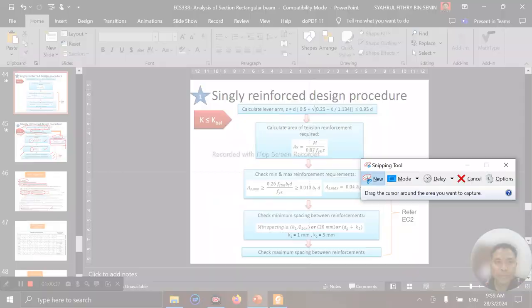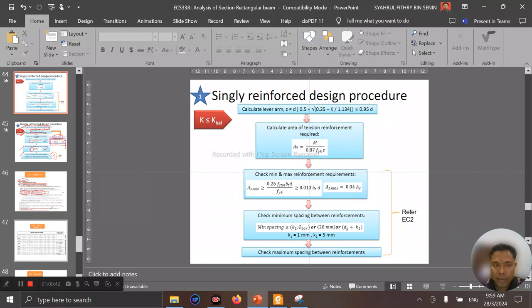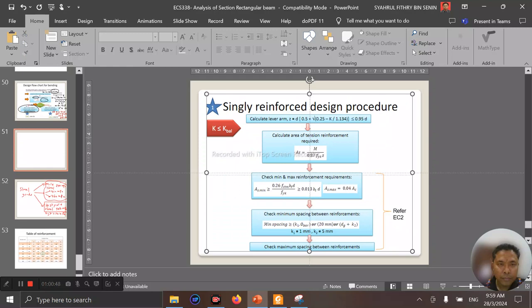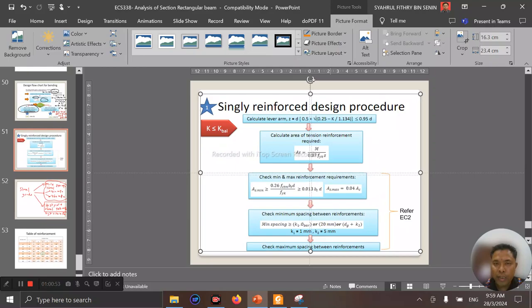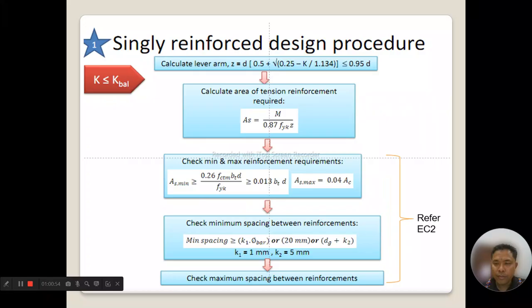Okay, saya akan paste di sini. Sebab kita dah tahu dia single reinforce, jadi kita kena gunakan procedure on single reinforce. So what you should do in the beginning, you have to calculate your Z.